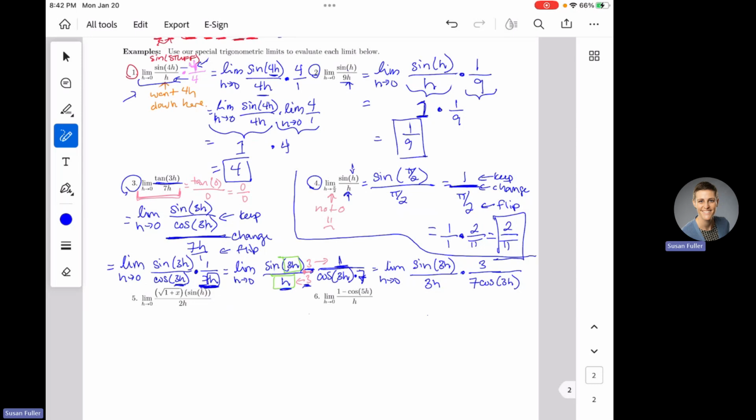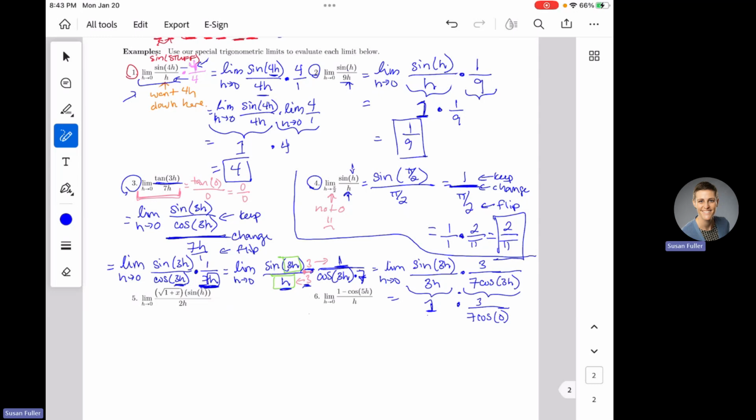And now I've got the limit of one thing times another thing. I'm going to take the limit of the first thing times the limit of the second thing. The limit as h goes to 0 of the sine of 3h over 3h, our gift says that is just 1. I'm going to multiply that by the limit as h goes to 0 of 3 over 7 times the cosine of 3h. That's going to be 3 over 7 times the cosine of 3 times 0, which is just 0.